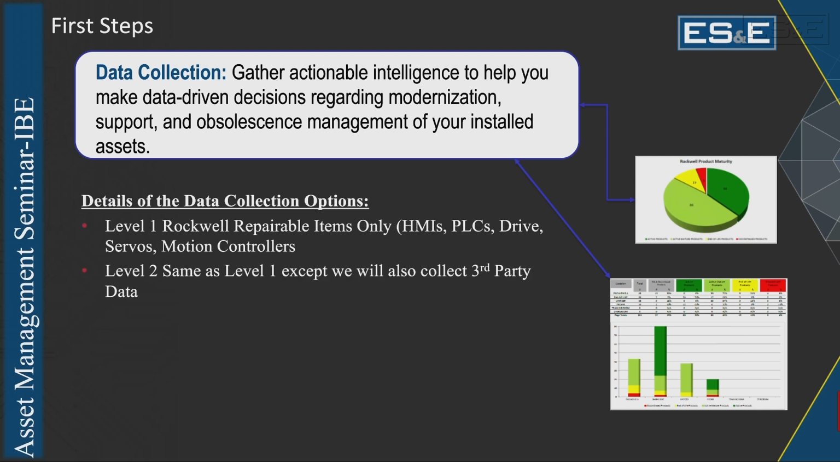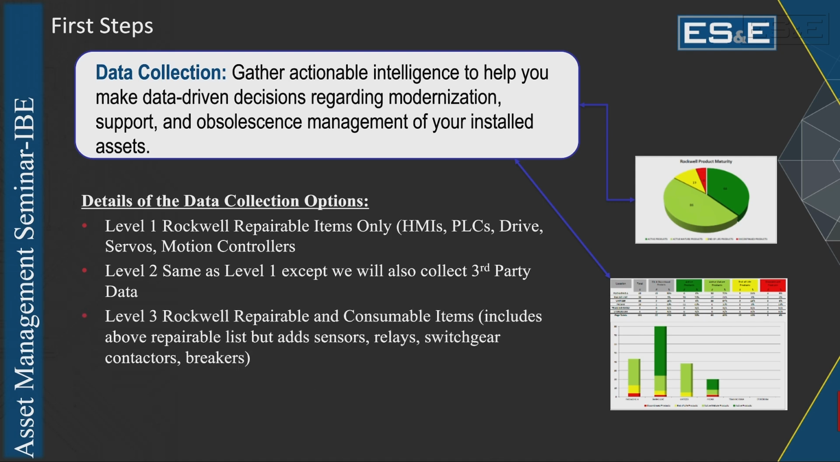So when it comes to an IBE, there's 4 levels of which we collect data. So level 1 is your Rockwell repairable items only. So for an example, your HMIs, your PLCs, your drives, your servos, motion controllers. Level 2 is the same, except we pick up third-party items there, which can be non-AB, right? If you have Toshiba drives or whatever else you may have that may not be AB.